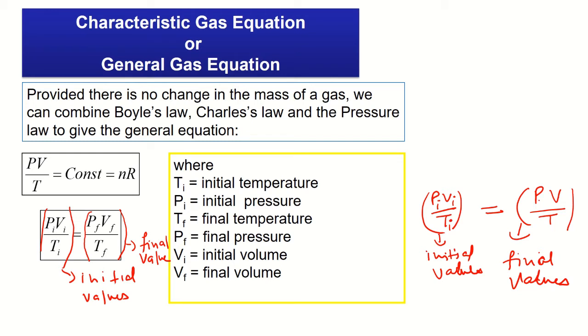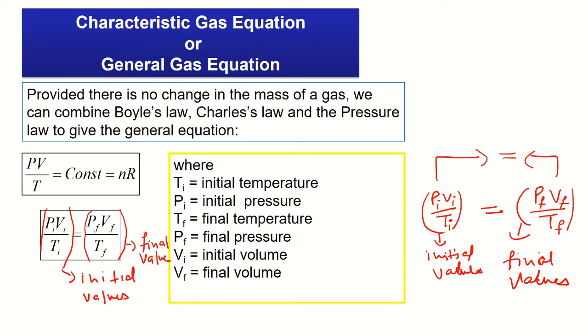So this is equal to the final value of the pressure multiplied by the final volume, divided by the final temperature of the gas. So this is the final pressure, final volume, and final temperature of the gas. So this data is equal to this data always.